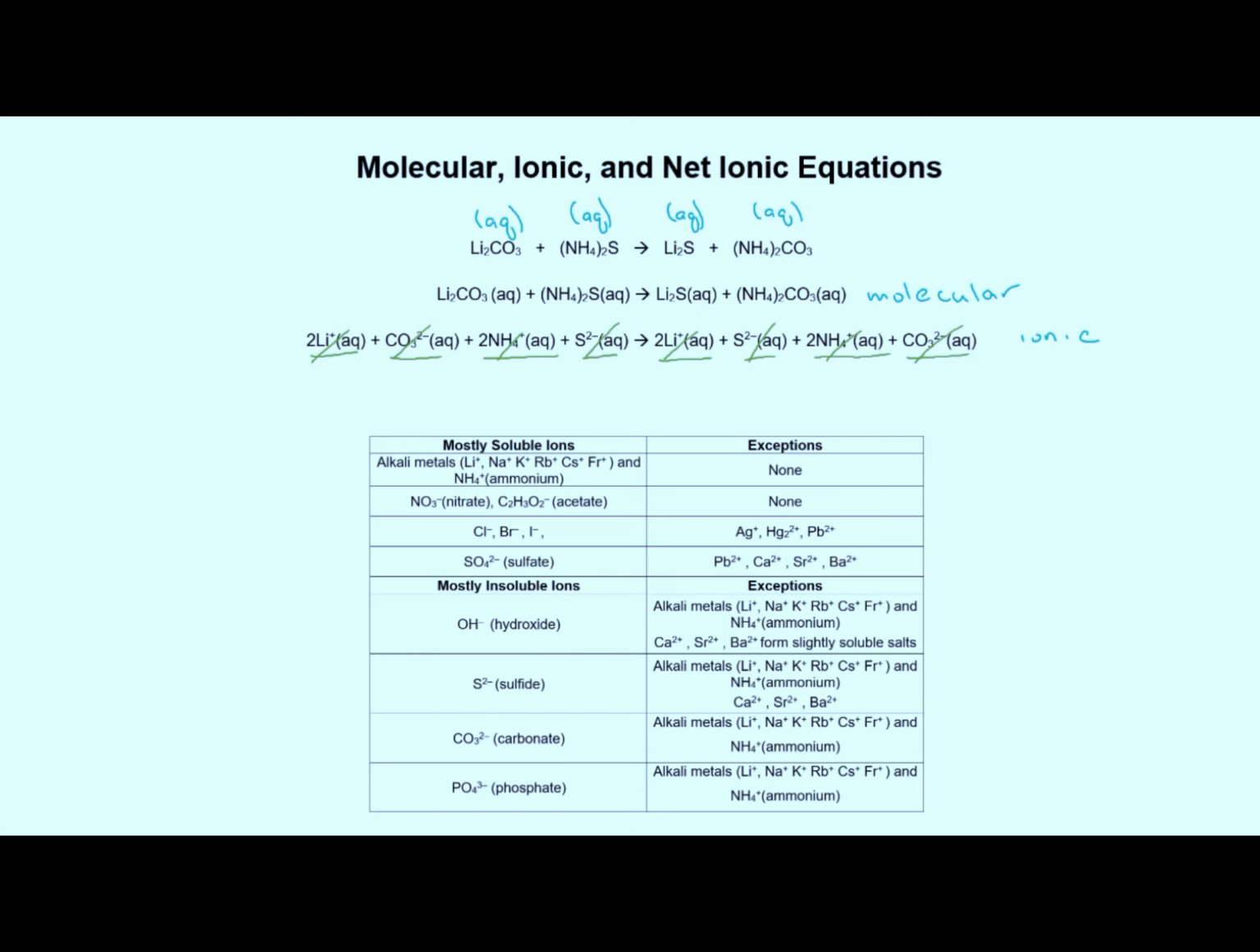Now, don't panic. I know we have crossed out all of our ions because they're all spectator ions. This is because all 4 of these salts are soluble, which means there is no reaction. So when you're asked to write a net ionic equation for this situation, you almost always put NR, or you can write no reaction. So there is no net ionic equation in this case.